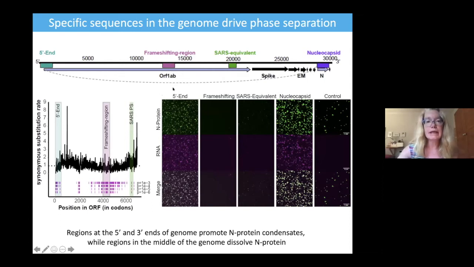And what we were really interested and surprised to see is that there was sequence specificity in which regions of the genome could drive phase separation. So the 5' end RNA here promoted robust phase separation, as did the nucleocapsid encoding sequence here, the 3' end. Whereas these sequences in the middle of the genome, the frame shifting region and the SARS equivalent packaging signal, actually led to dissolution of the protein-only condensates that we're seeing. So we can see different RNA sequences have dramatically different effects on the ability of nucleocapsid to phase separate.